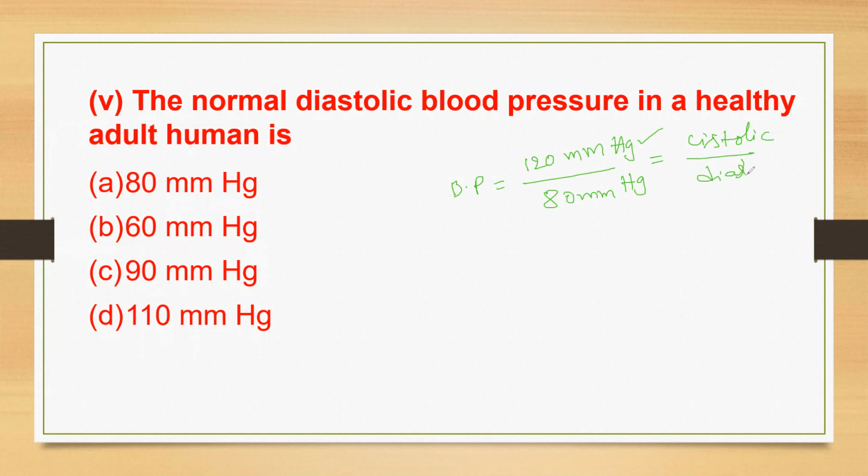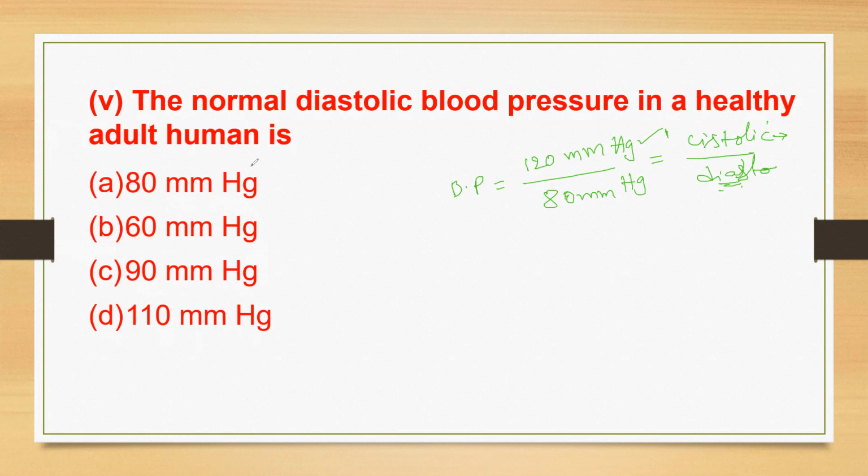Here the systolic pressure is nothing but whenever the heart contracts and blood comes out from the heart, that pressure is the systolic blood pressure. Diastolic means whenever the heart relaxes, at that time the pressure will be very less. That is the diastolic pressure. That's why diastolic pressure will always be less than the systolic pressure.